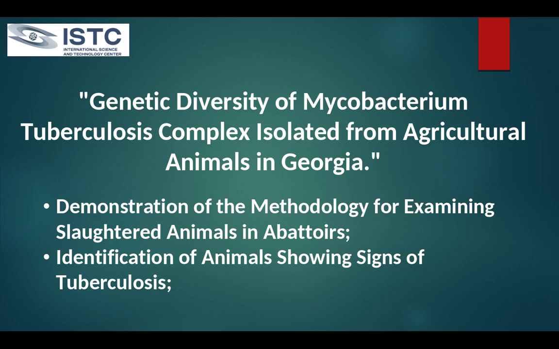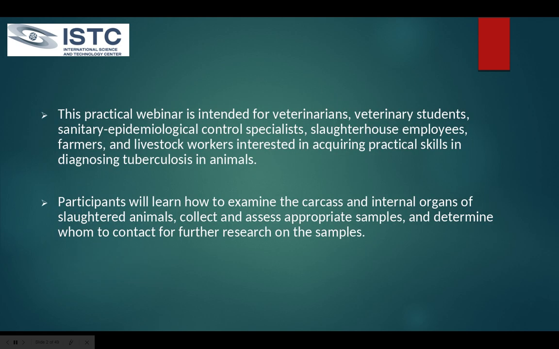The webinar covers two main topics: a demonstration of the methodology for examining slaughtered animals, and identification of animals with tuberculosis symptoms. It is designed for veterinarians, veterinary students, sanitary epidemiological control specialists, slaughterhouse workers, farmers, and livestock industry professionals interested in identifying tuberculosis-related changes in slaughtered animals, collecting appropriate laboratory samples, and transporting them to the relevant laboratory for further diagnostics.